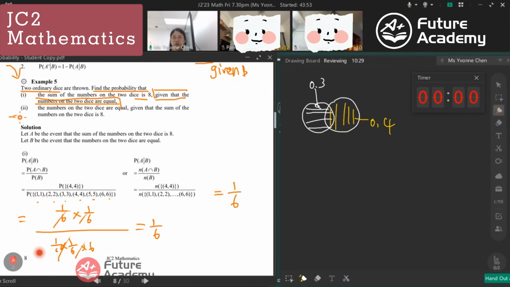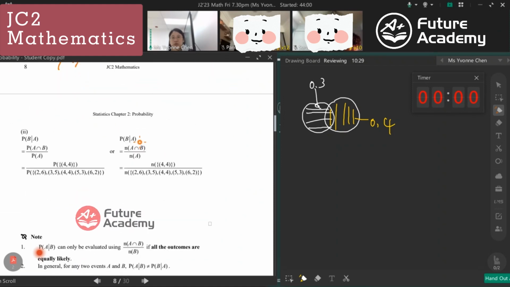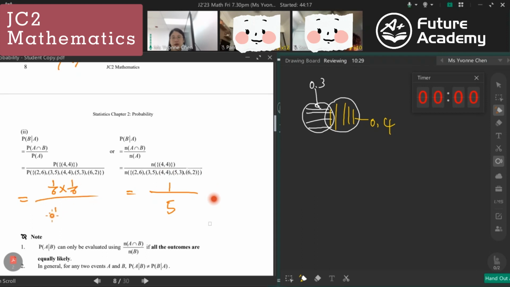Now we look at part 2. The numbers on the two dice are equal, given the sum of the two dice is 8. So we can do the listing down method. You can see this right hand side is my preferred method. I have a 1 here, divided by out of 1, 2, 3, 4, 5. I can also do 1 out of 6 times 1 out of 6 divided by 1 out of 6 times 1 out of 6 times 5. So the answer is also 1 out of 5.